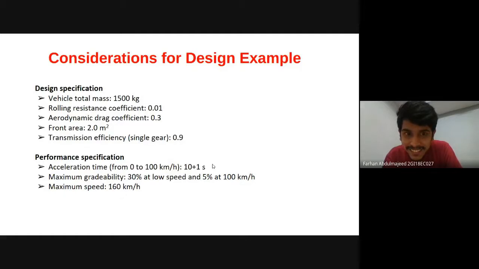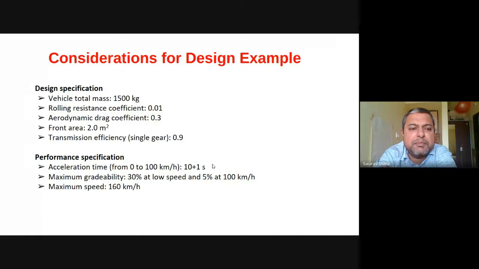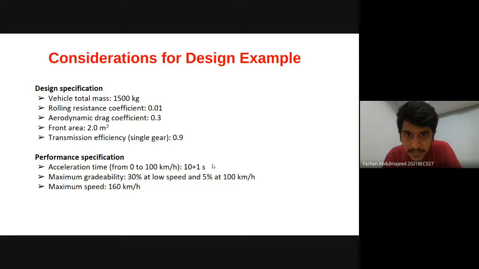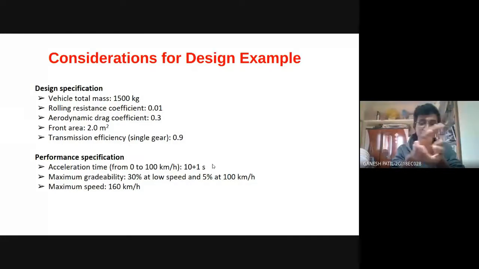Hello. This is slide number 3. Considerations for design example. So whenever we design a drivetrain, we have to see for what application we will be using our electric vehicle. Accordingly, we'll consider what will be the payload and on what surfaces it will run. So these considerations are prerequisites for any design related problems.